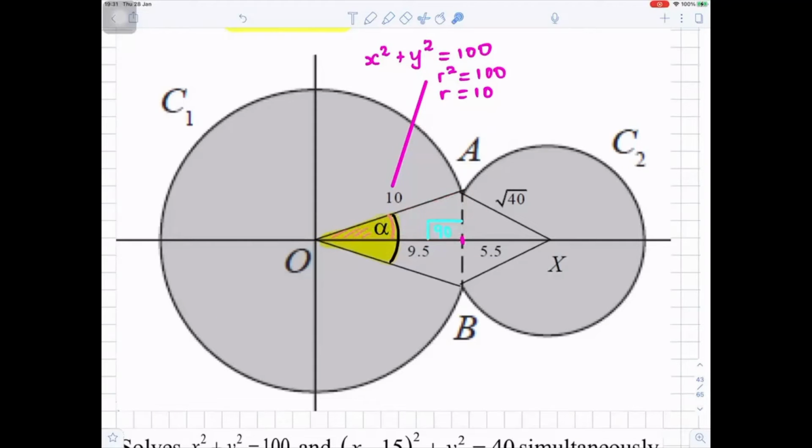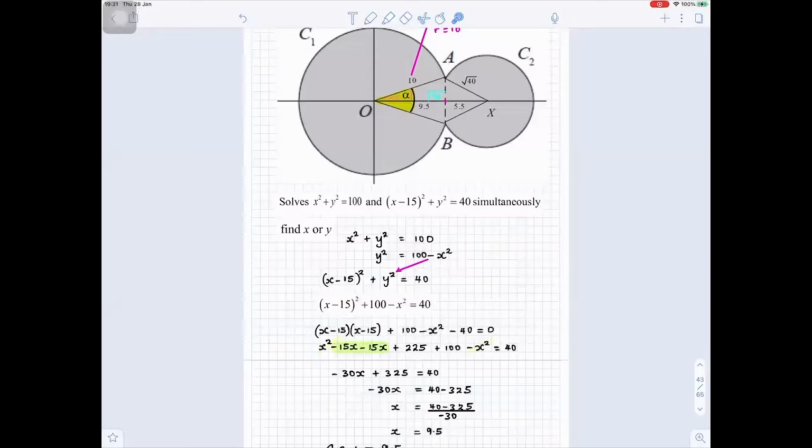So we would need to find the radius of the big circle. From x squared plus y squared equals 100, 100 is the radius squared. So that means the radius is 10. And the next thing we want to do is to find what the distance x is, the one I'm highlighting in red, that distance x.